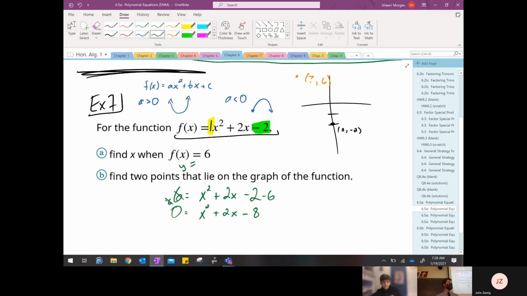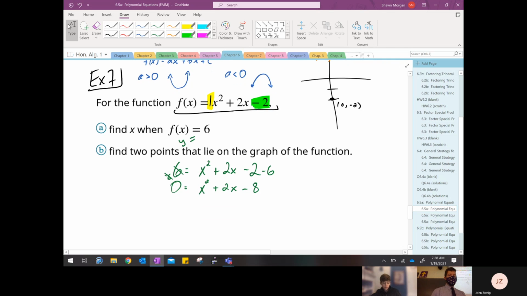Factor this trinomial for me. I'm going to keep putting you guys on the spot. x plus 4, x minus 2. You have redeemed my hope in humanity, Andrew. Very good. So he factored that out. Remember, to factor something is to write it as a product.